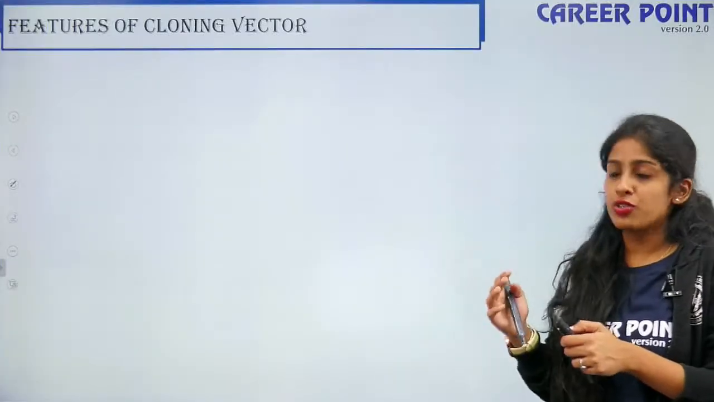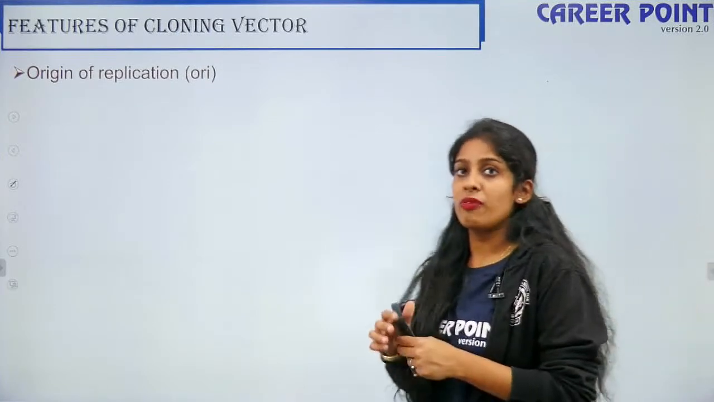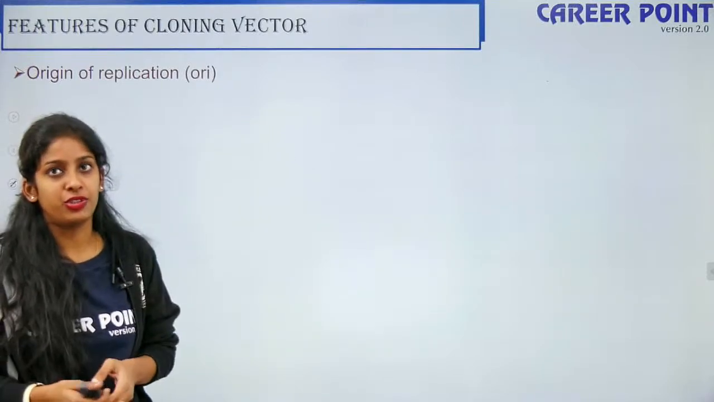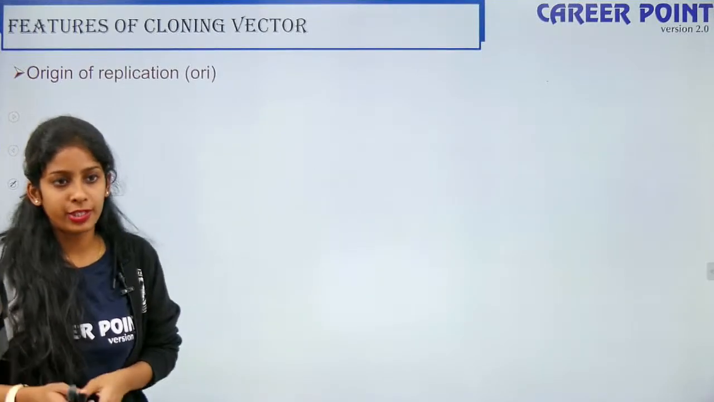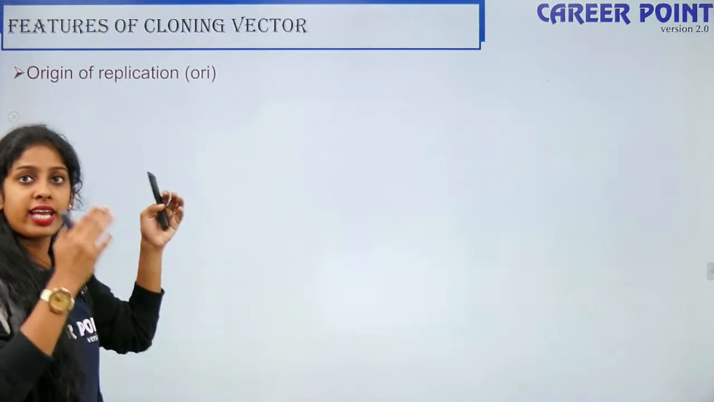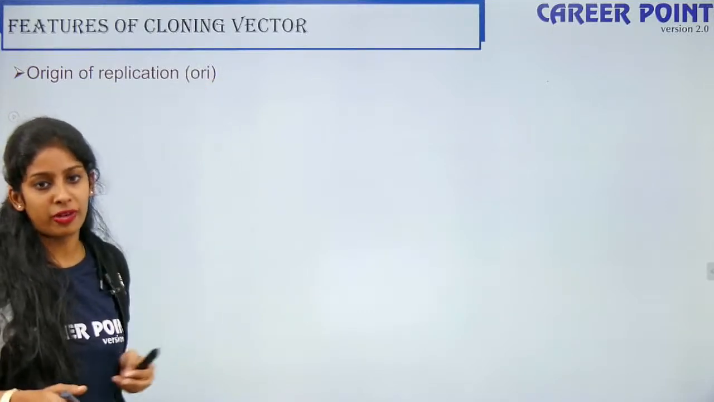So what are the features of a cloning vector? The first one is the origin of replication. When we were talking about the central dogma of life, we were talking about the origin of replication, right? So what is the origin of replication? For DNA to replicate, it needs an initiation sequence. That initiation site is your origin of replication.